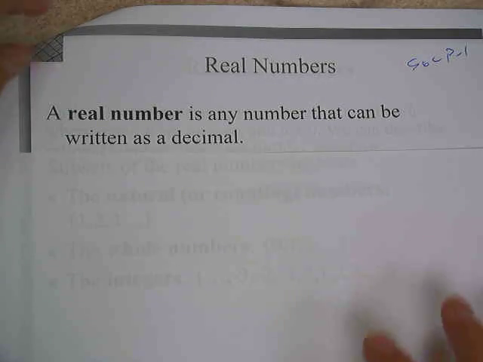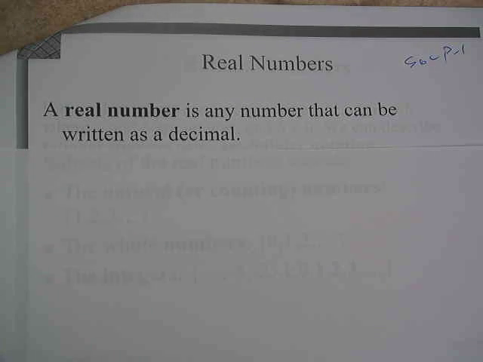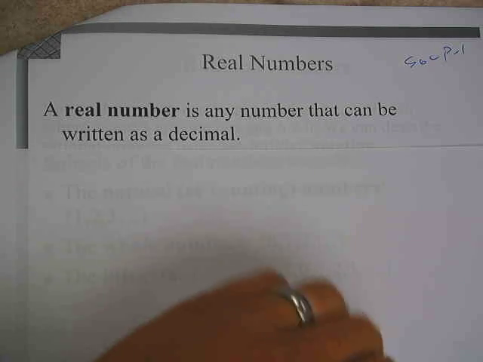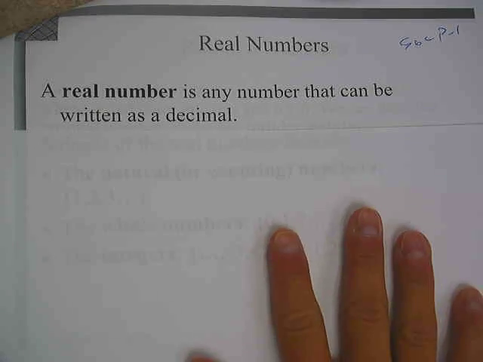Okay, for section P1, what we're going to start out with is some vocabulary dealing with different types of numbers. The first type is a real number. Almost all the numbers that we've dealt with so far in math have been real numbers. In Algebra 2, we talked a little bit about imaginary numbers. We'll get to those later. But for the time being, a real number here is just defined to be any number that can be written as a decimal.